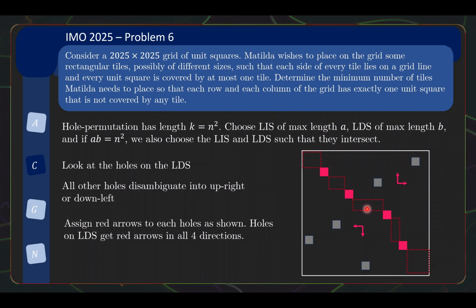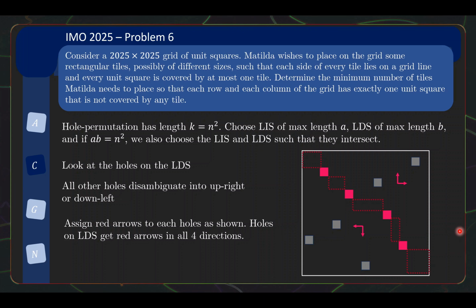Same argument: the dotted red regions in between two consecutive red holes cannot have any hole in them, because that would contradict the maximal length of LDS. Therefore, all the other holes are unambiguously split into the upright region or the down left region. I'll label them by assigning red arrows. For the upright region, they'll get an up red arrow and a right red arrow. For the down left region, they'll get a left red arrow and a down red arrow. The holes on the boundary will get red arrows in all four directions.